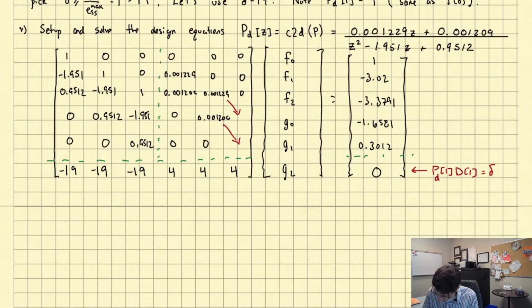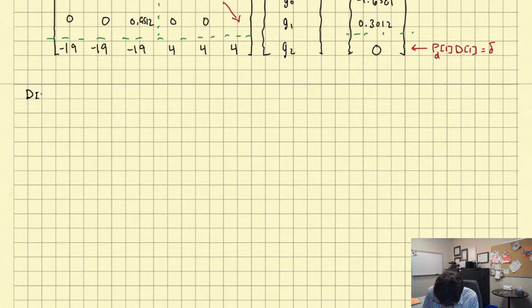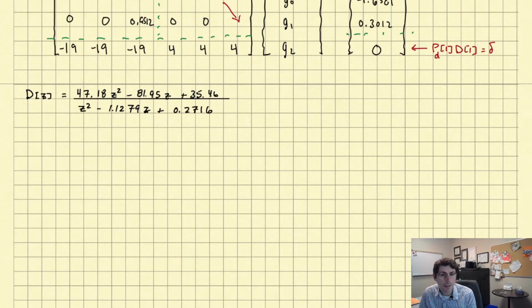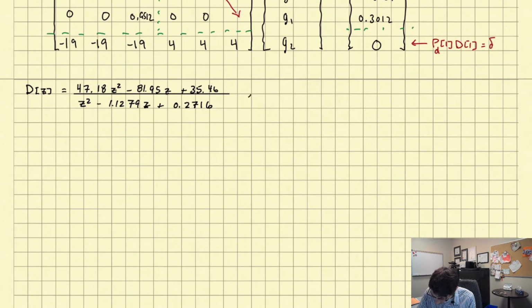Okay, and in this case, if you solve it, so again, you solve for the gains, the f's and the g's, and you plug them back in, and you will get the following controller. And you can check that PD of 1 equals 19 as expected. So we should hit that spec for the tracking error.